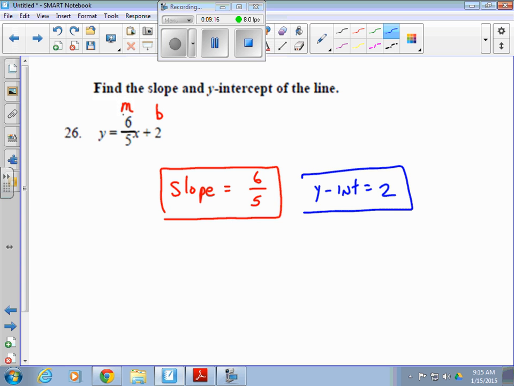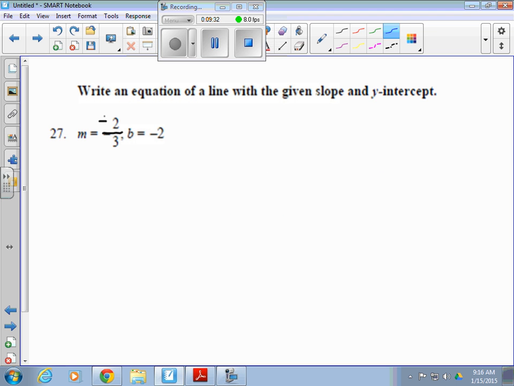Make sure you don't make a mistake tomorrow on the test. If that said 6/5x minus 2, make sure you don't put plus or positive 2 for the y-intercept. It's the sign that goes with it. In this case, it happens to be positive because it says plus. But if it said minus, it would be negative 2.